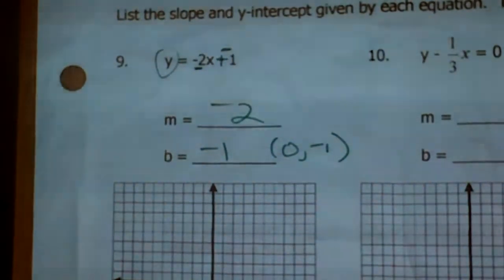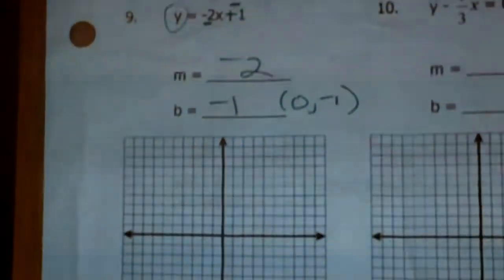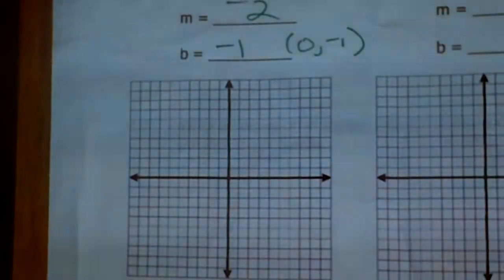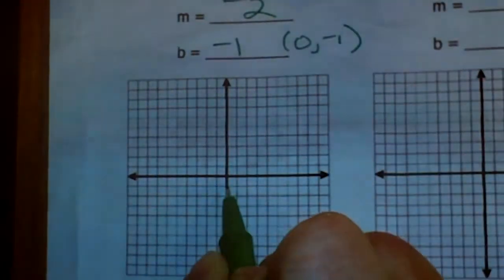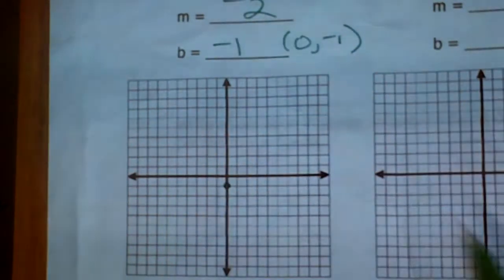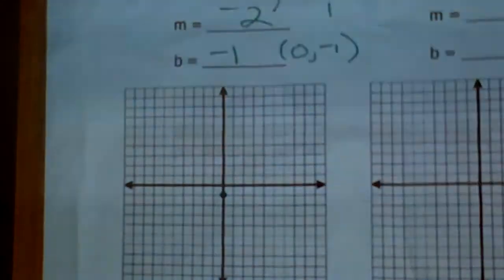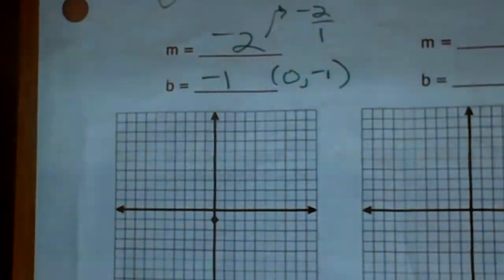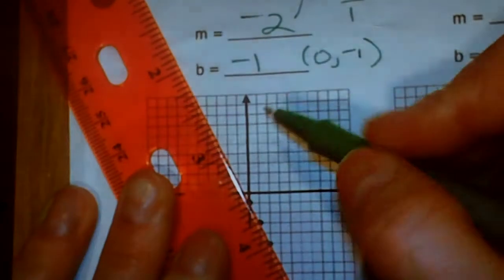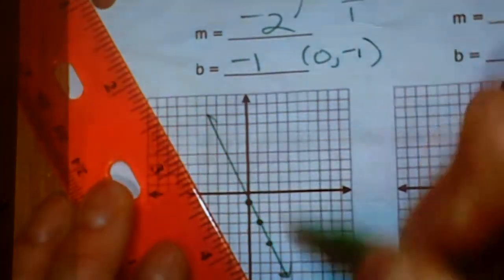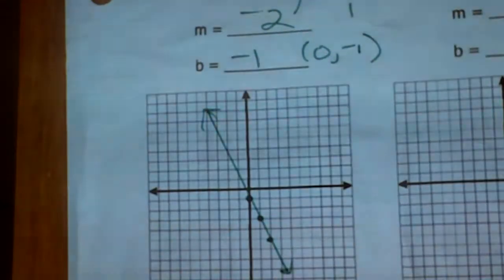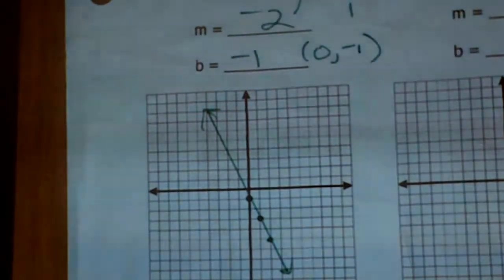Now you're supposed to graph this using those two pieces of information. So the y-intercept is 0, negative 1. That's where you start. And if the slope is negative 2, that means negative 2 over 1 because you need a rise and a run. So from your y-intercept, you would go down 2, right 1, down 2, right 1. And you should have a decreasing line, or a negative slope, that looks like that.